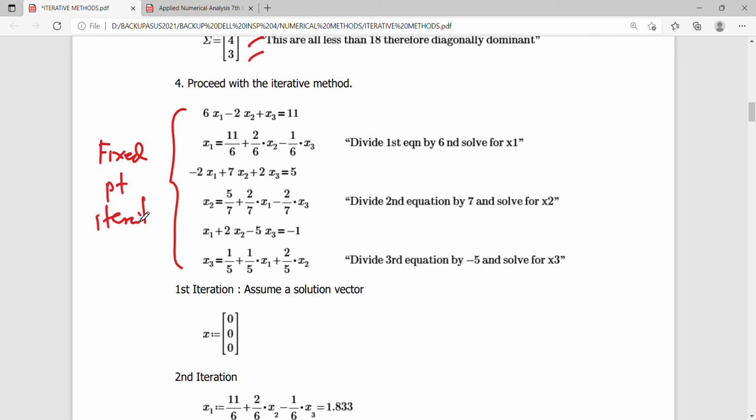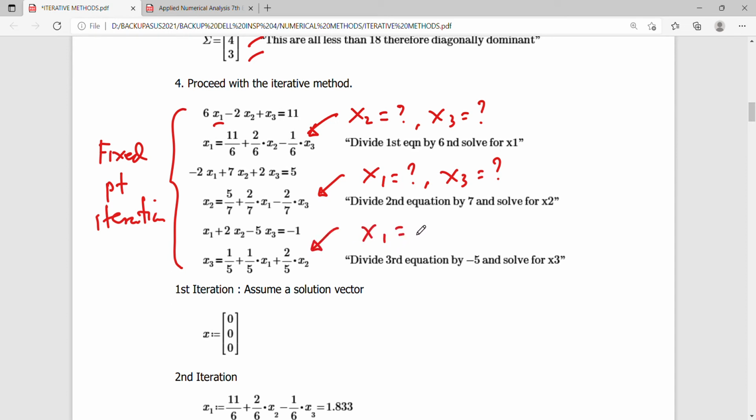Okay, so very much the same as a fixed point iteration, wherein you solve the value of x1 in terms of x2 and x3 and assume a solution vector. You will now make use of a solution vector. What is x2 and what is x3? So this is a trial vector that will give you the first value of x1. Here you will input now x1 and x3 and solve for x2. You solve for x2, you solve for x1, and here you input x1 and x2 to solve for x3.